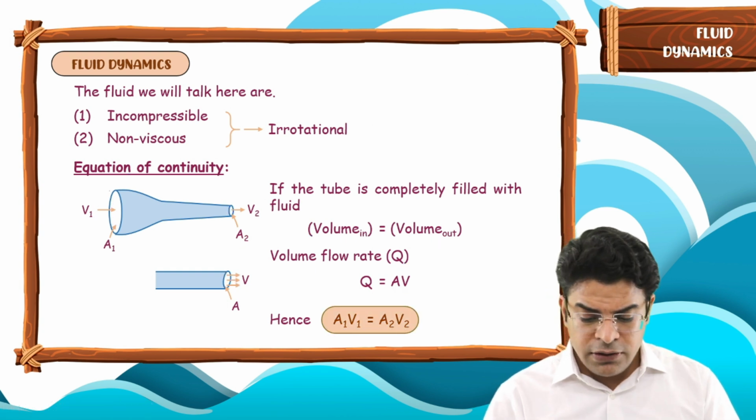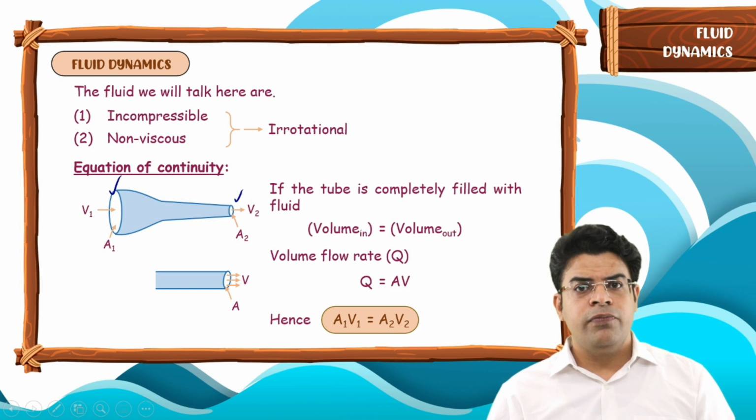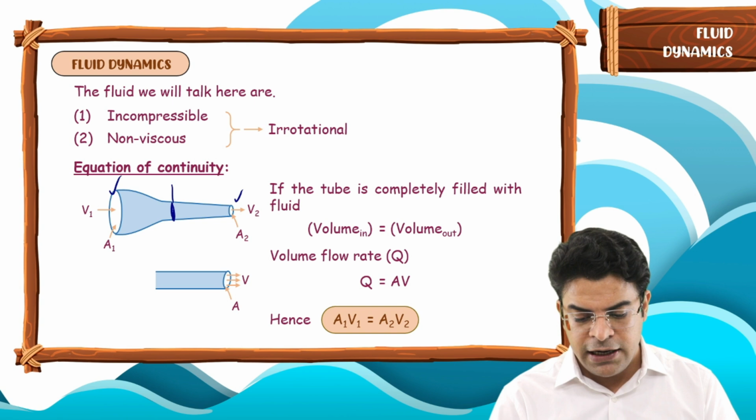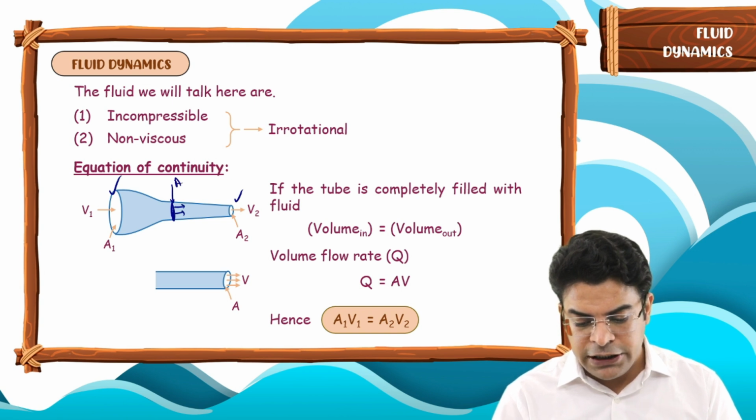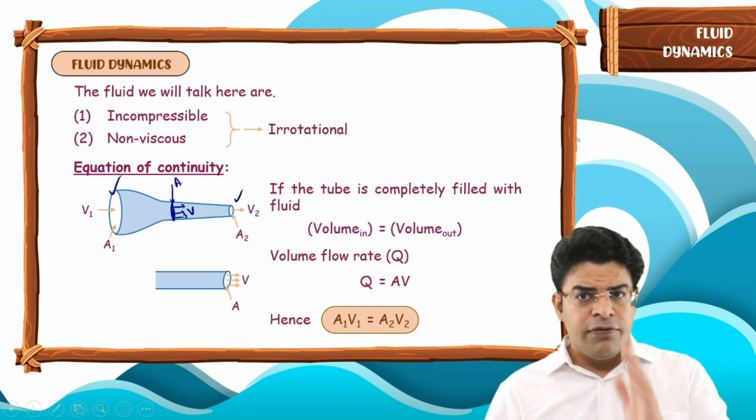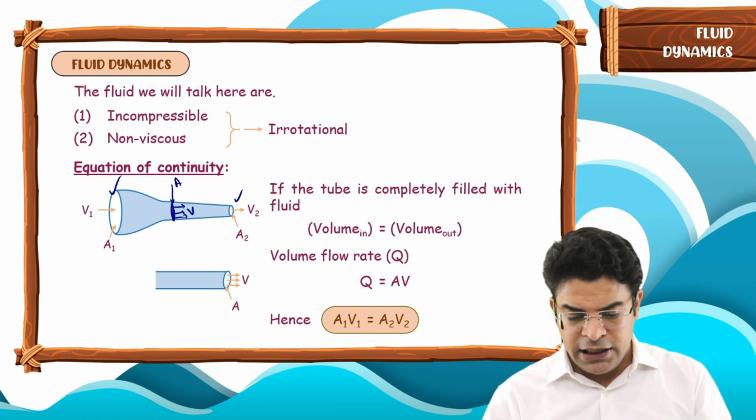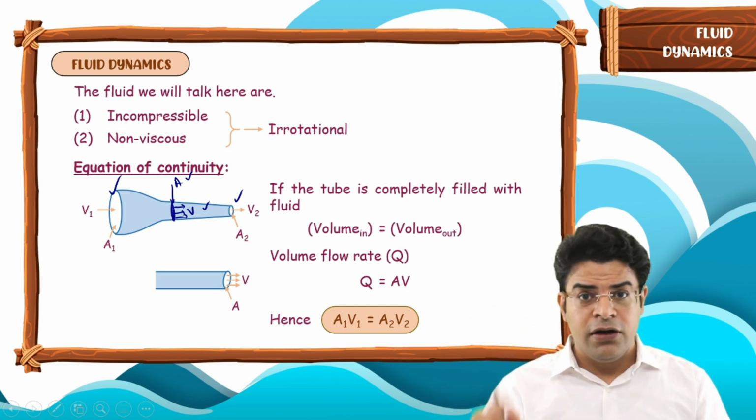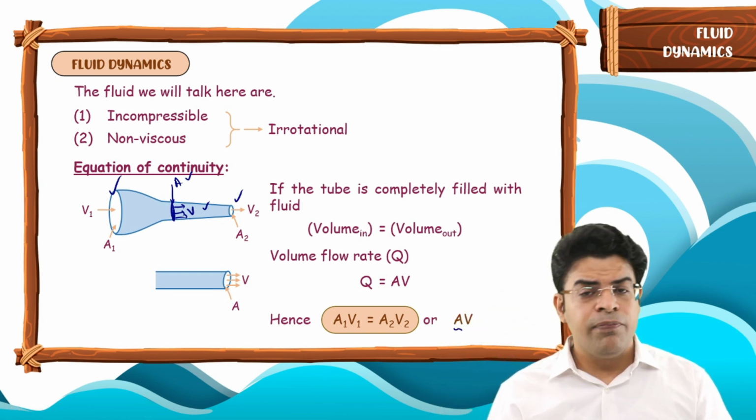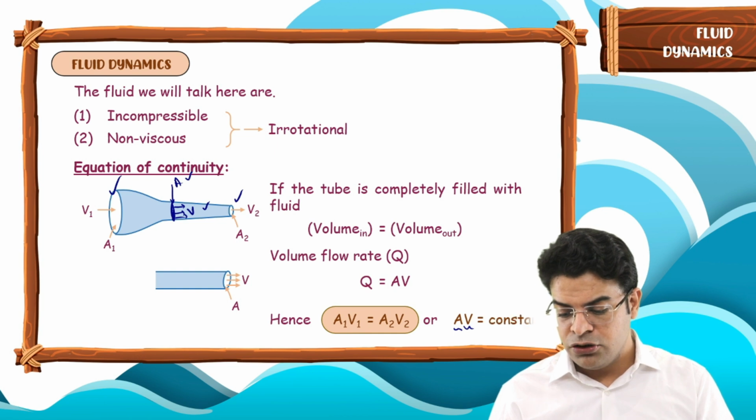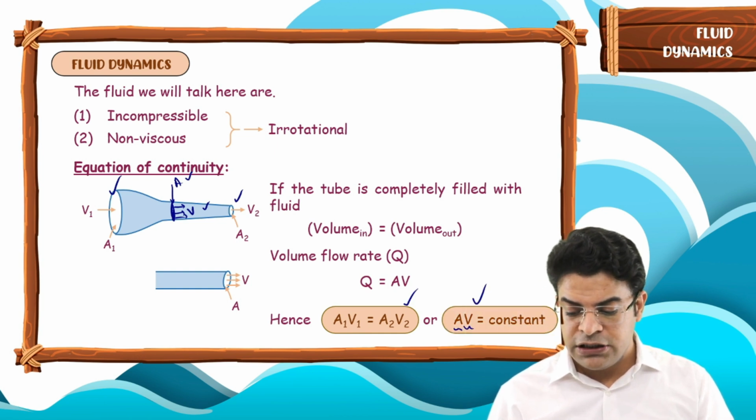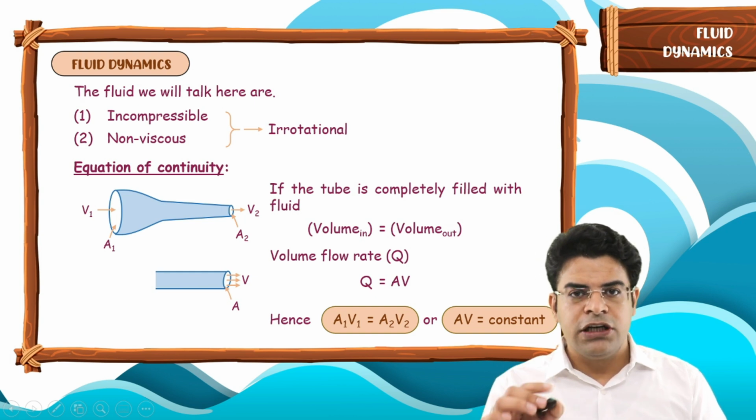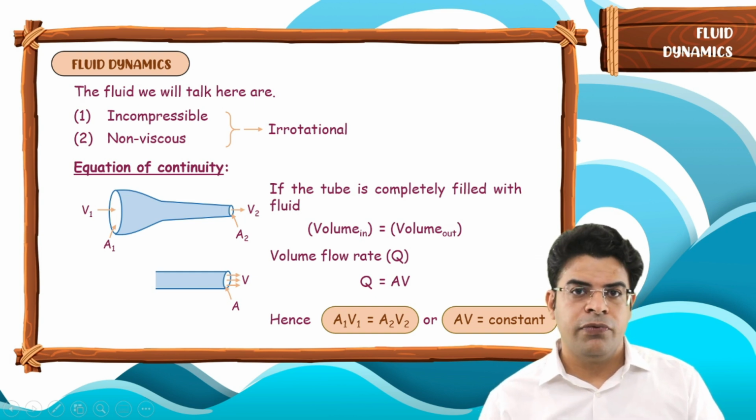Now, since we know that A1 V1 equals A2 V2, if we think of any random cross-sectional area A, where the velocity is v, I can say that for this particular flow, everywhere the product of area times velocity remains constant. So this particular equation I have written is called the equation of continuity. Let's see a question based on the equation of continuity.